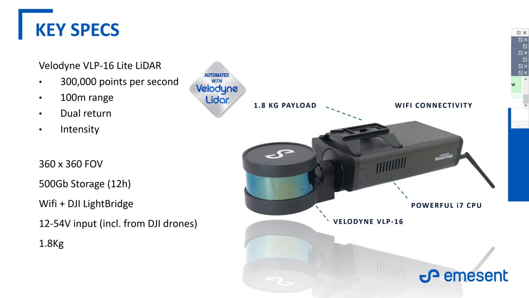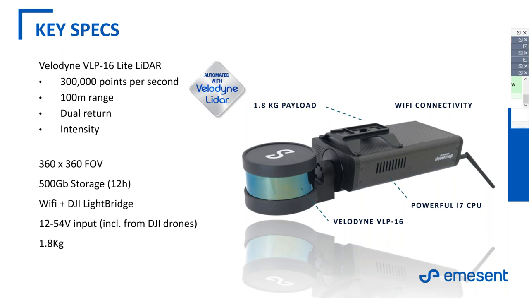As it says there, 300,000 points per second are captured, with 100 meters of range, dual return, first and second return, and return intensity value as well. Our field of view is 360 by 360 degrees. We've achieved this by constantly rotating the Velodyne Puck to generate mapping in all directions. This is also important for drone autonomy, allowing it to see in all directions and keep itself safe.